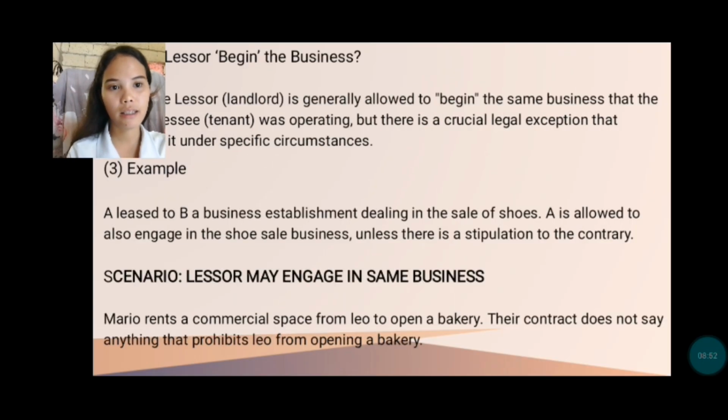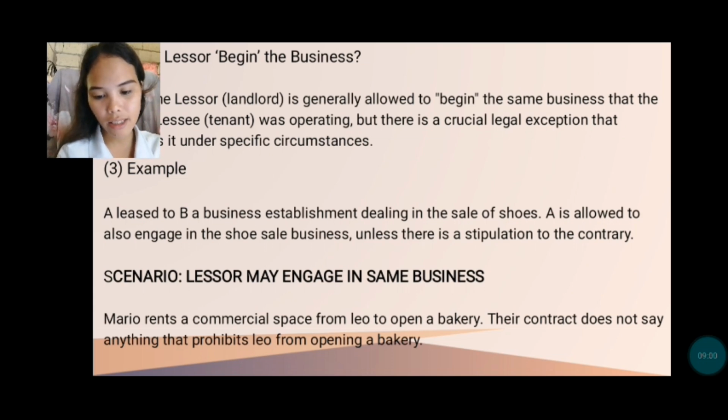So, may the lessor begin the business? Yes. When the law says the lessor may continue, this does not apply only when the lessor is already operating a business. It also applies even if the lessor is just starting, for example, beginning construction, renovation, or repairs for that business. The reason is that the purpose of the law is to protect the lessee. As long as the lessee can still safely and properly use the rented place, the lessor is allowed to begin construction or repairs related to the same business. In short, what matters is not when the lessor starts the business, but whether the lessee's right to safe and suitable use of the property is respected.